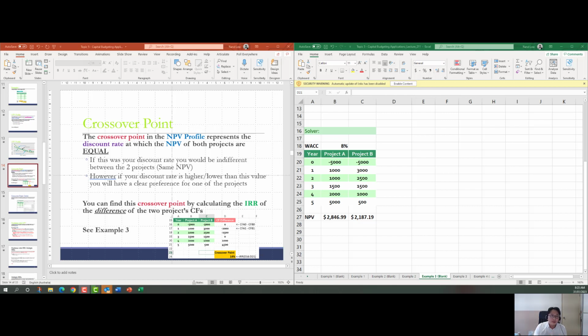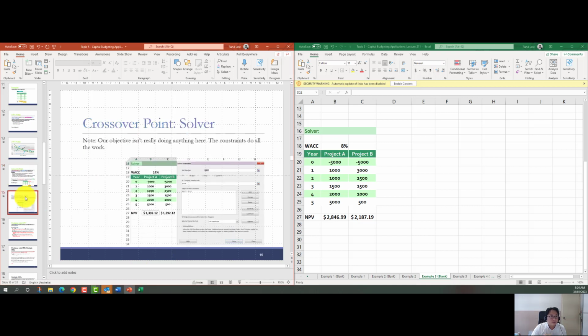However, if your discount rate is higher or lower than this value, then you have a clear understanding of which is your preferred project to invest in. Okay, so basically, how do we find a crossover point? What we actually do is calculate the IRR of the difference of the two projects' cash flows. Okay, so that's pretty much it. So, how do we do it? Well, we can use something like the solver to do so. Okay, so that makes it quite straightforward.